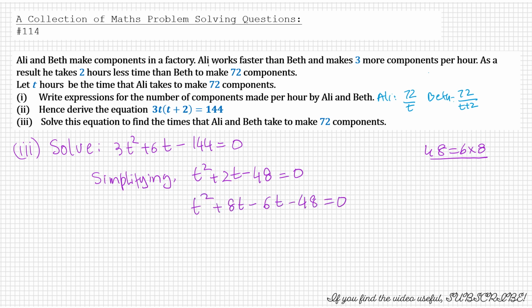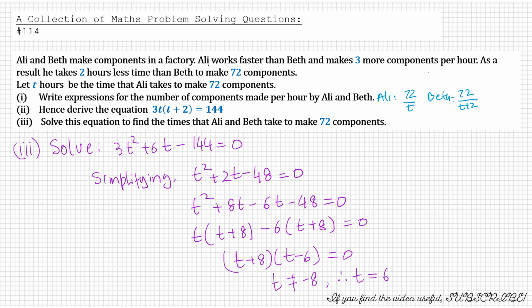So I get T squared plus 8T minus 6T minus 48 equals 0. And then I get T plus 8 times T minus 6. And then I get the two solutions, minus 8 and plus 6. Now T equals minus 8 is not acceptable because time cannot be negative. So T equals 6 is our acceptable solution.